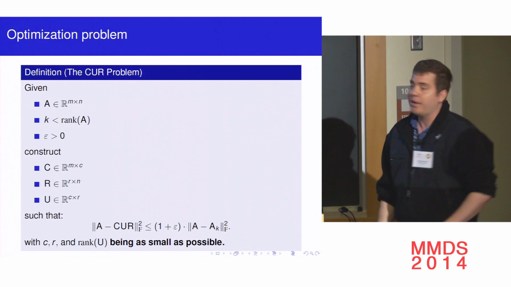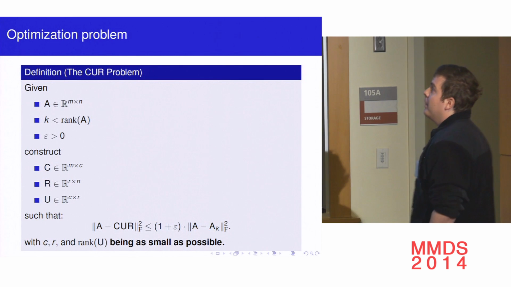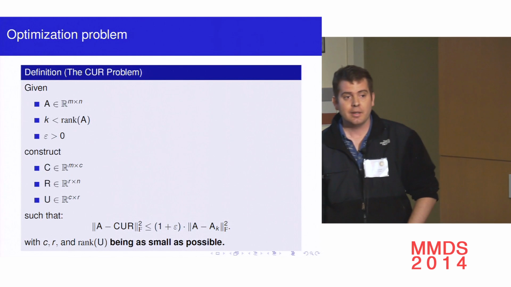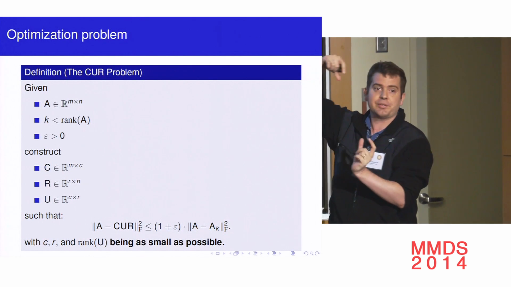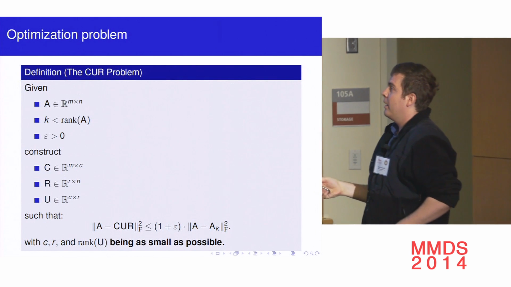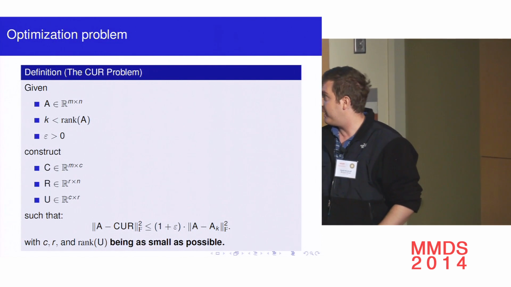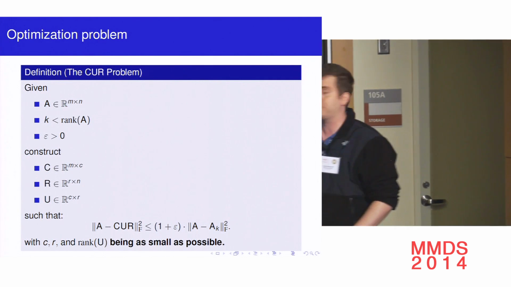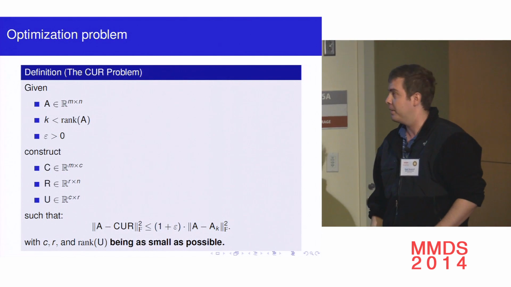Let me formally define the optimization problem now. We're given this matrix A, a rank parameter k, and an approximation parameter epsilon. And the goal is to construct these three matrices: C, which is a subset of little c columns of A, R, which is a subset of little r rows of A, and U, which is a small c by r matrix. And what we would like is to achieve relative error, that the Frobenius norm of A minus CUR is at most 1 plus epsilon times the best possible for that rank parameter k achieved by the SVD.